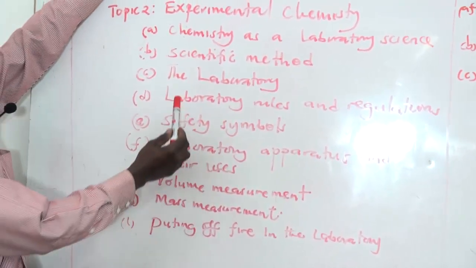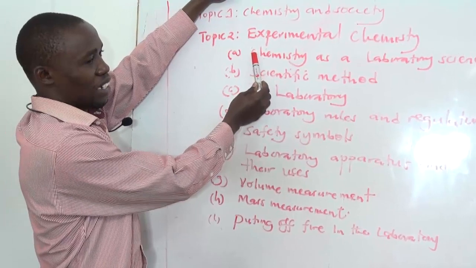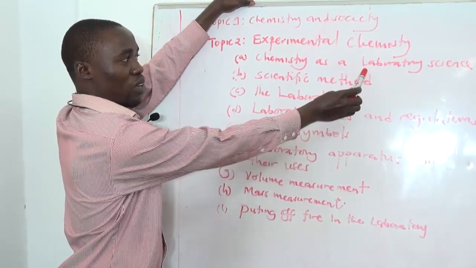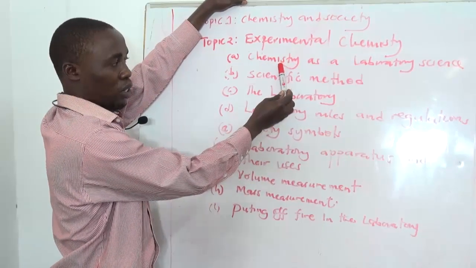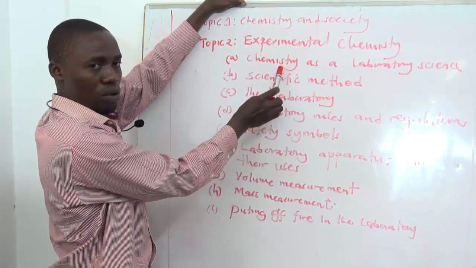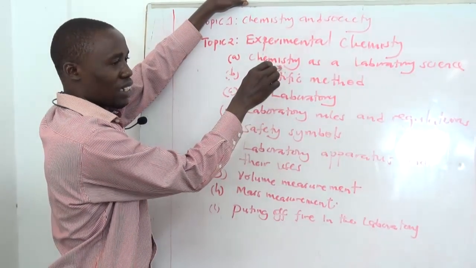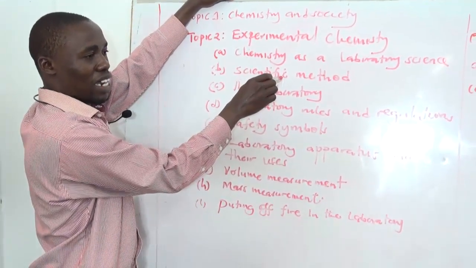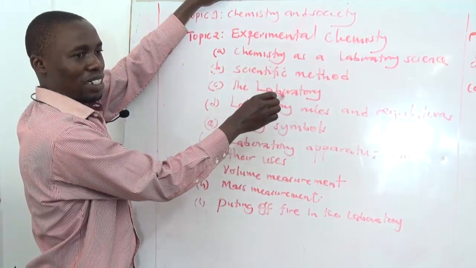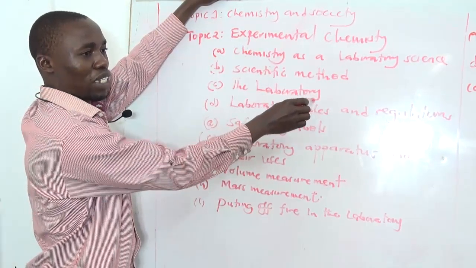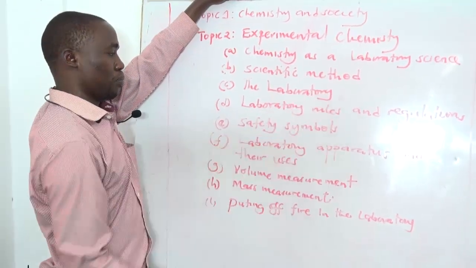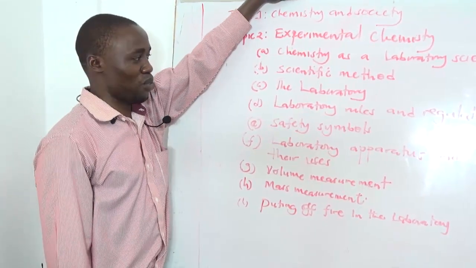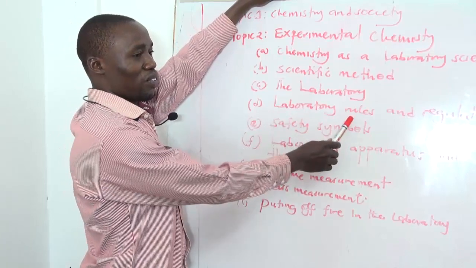Now, you said that chemistry is a laboratory science. We saw that the reason is that it involves experiments, not so? Then you said each experiment is done using the method called scientific. Then the experiment is done in a place called the laboratory, which contains some instruments called apparatus. Now let us jump to laboratory rules and regulations.